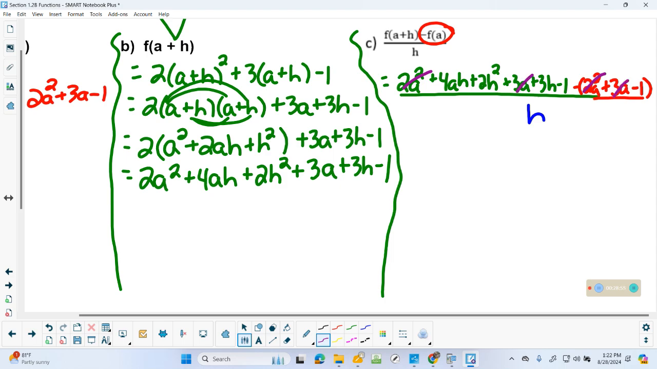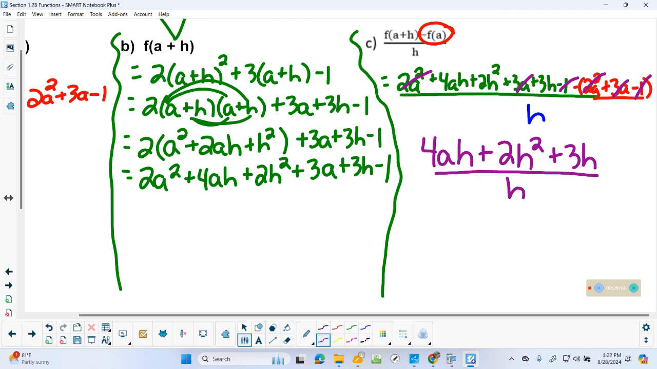Okay, we're getting somewhere. What's negative 1 minus negative 1? Okay, all right. So I'm going to write down what's left, and let's see if we can do any more simplifying. We have the 4ah, the 2h squared, the 3h over h. What's the very last thing you could do to get your final answer? Yep, take h out of everything, and we're done.